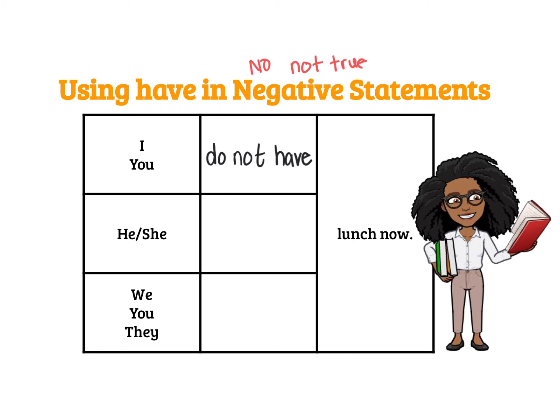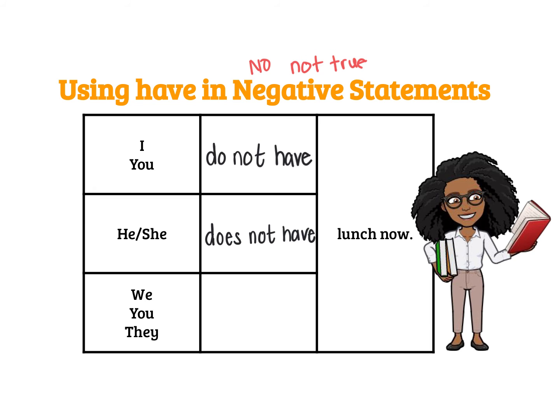Let's continue. If the pronoun is he or she, you're going to say he or she does not have. For example, he does not have lunch now. She does not have lunch now.